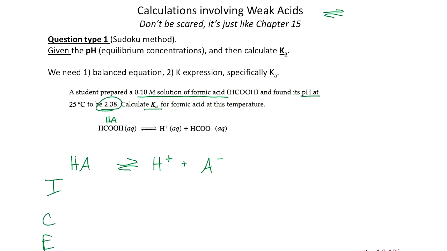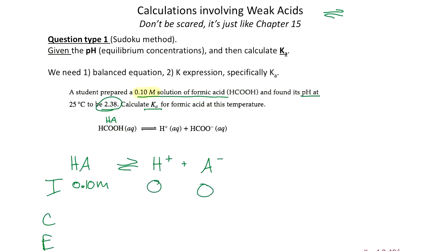This is the Sudoku method, so we don't actually have to do an approximation. We just have to be careful of the data that we put in, all right? So I tell you that we start with a 0.1 molarity formic acid solution. So where does that 0.1 go? In which line? Initial, yes. Under what? HA, yep. So we put 0.1 molarity there, and then how much H plus and A minus do we have? 0, perfect.